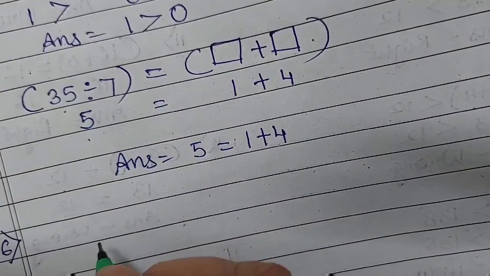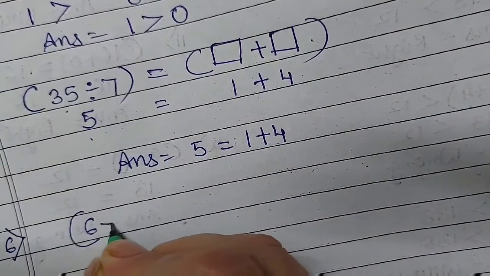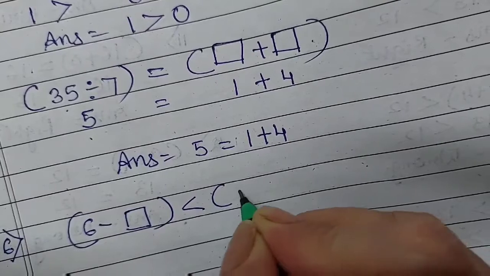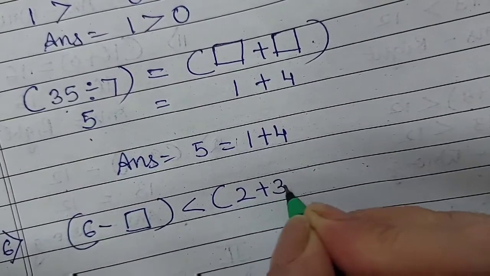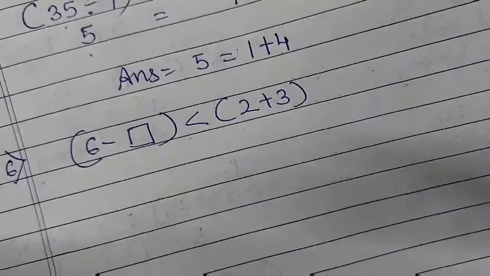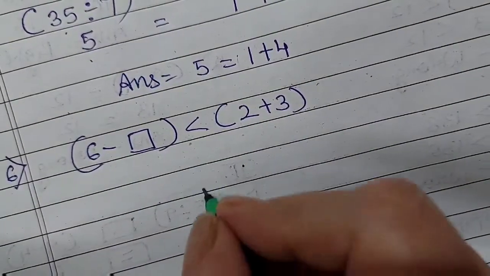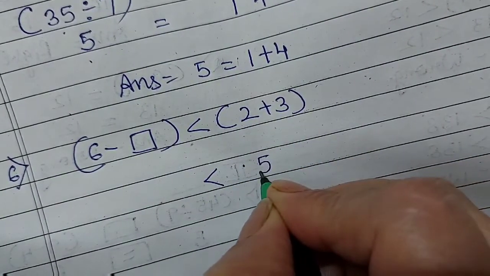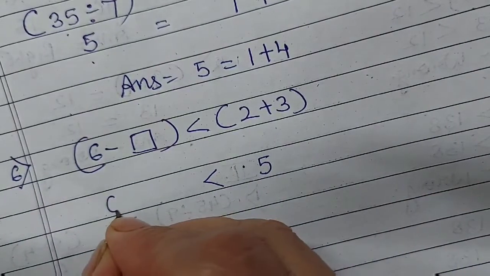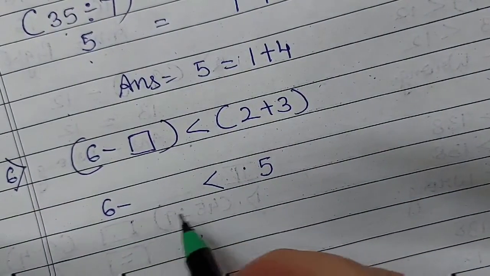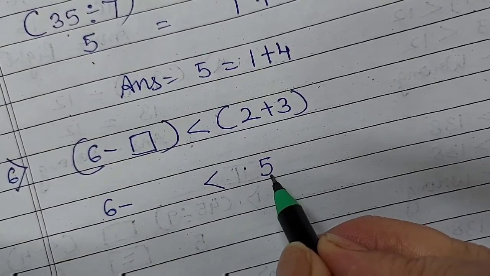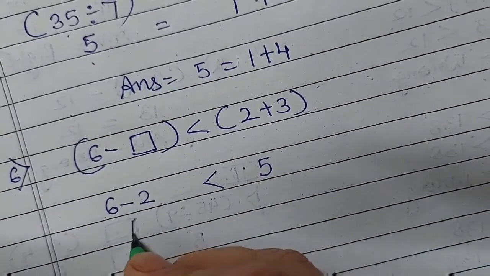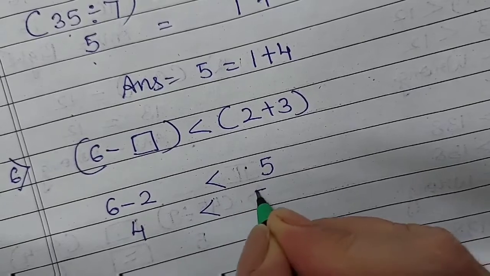Now coming to question number 6. Question number 6 is 6 minus dash lesser than 2 plus 3. Now this is a question mark. Here you don't know what is there. So first solve this. This is the lesser than sign. 2 plus 3 is 5. Now this is 5. So here should be 6. How much will you subtract from 6 to make it lesser than 5? It can be 4. So if you subtract 6 minus 2, it will be 4 lesser than 5.